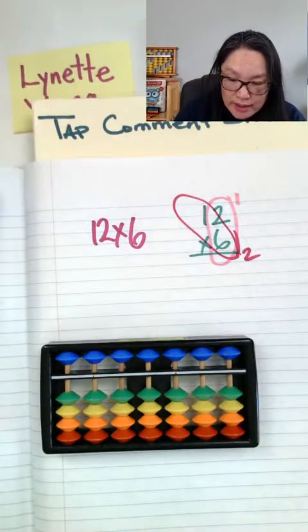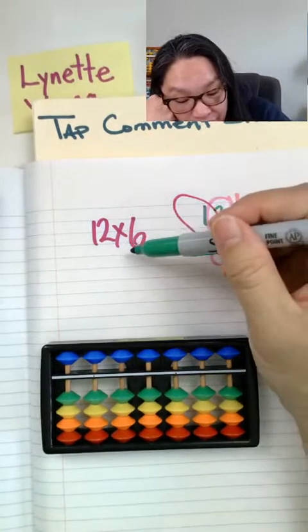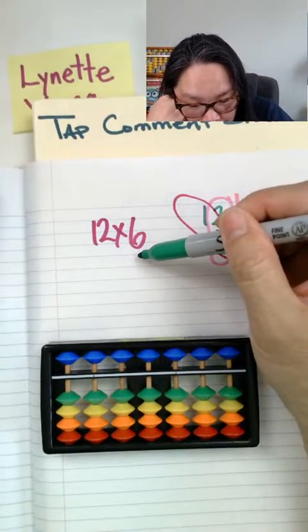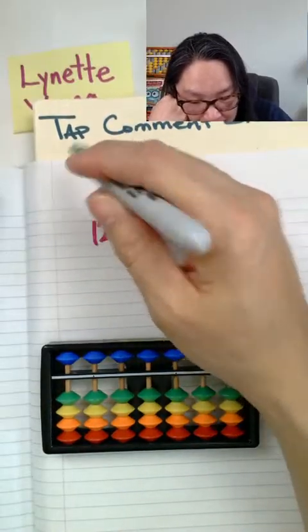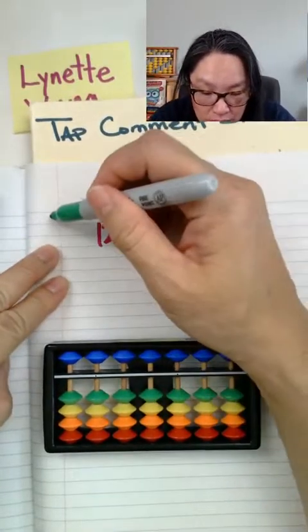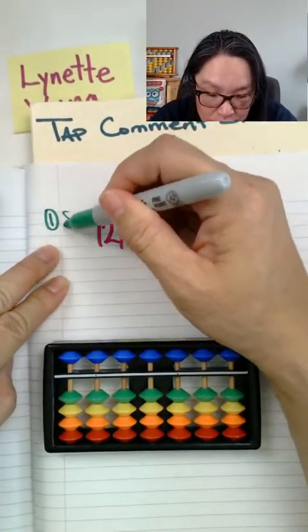In abacus, what we do is we figure out what our place value is. The first thing we need to do in abacus is we need to know where our starting point is.